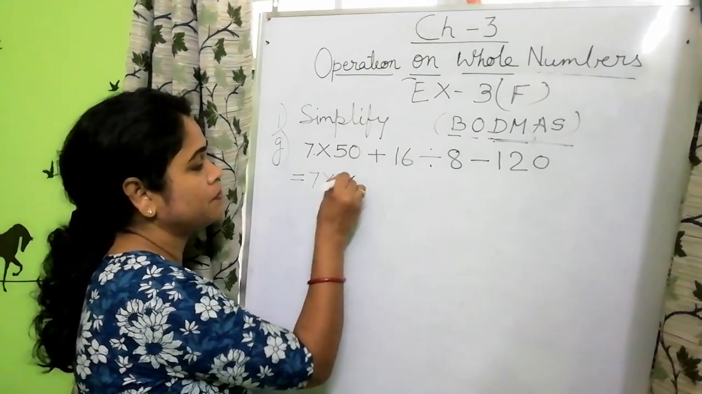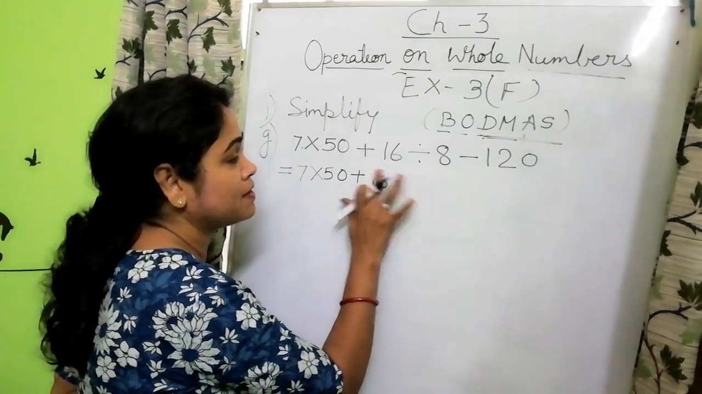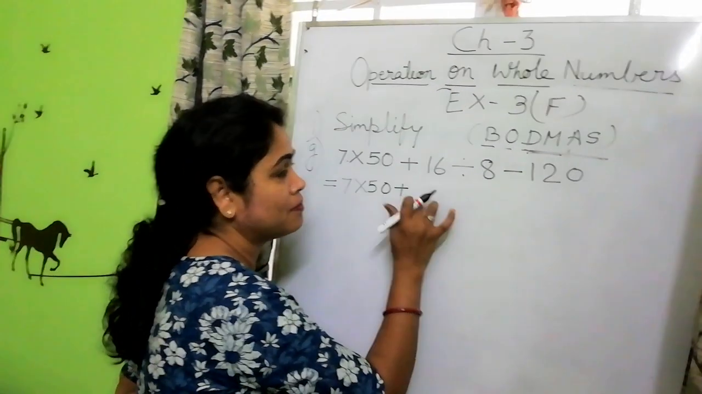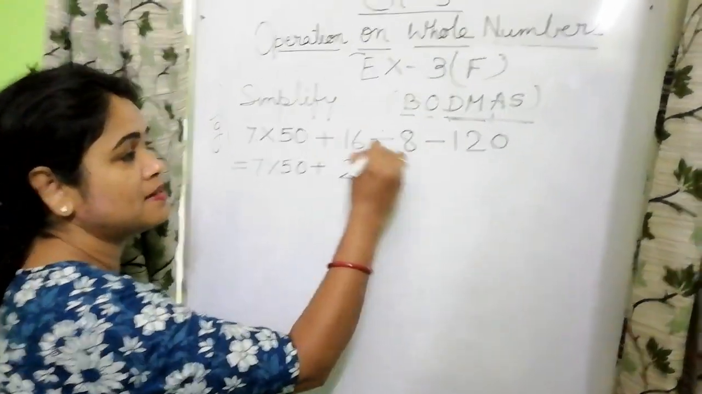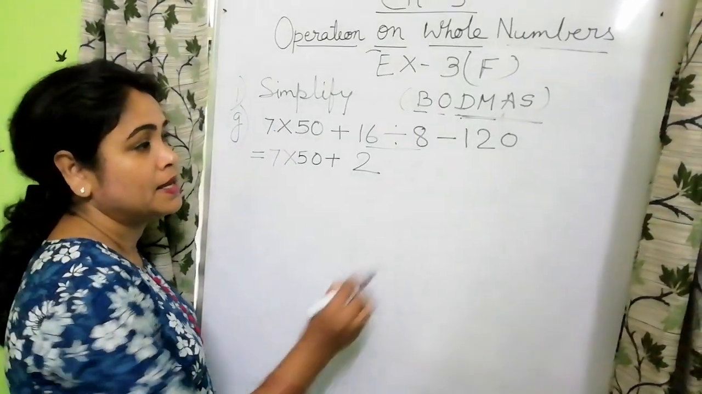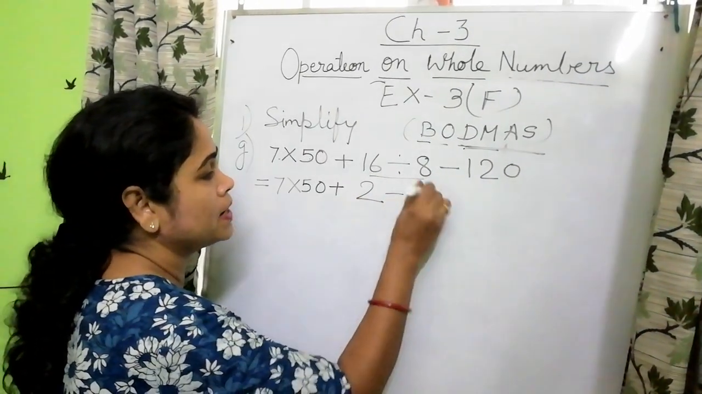So 7 into 50 plus 16 divided by 8. So 16 divided by 8 we have to solve. So 16 divided by 8 is 2, 8 twos are 16. So this we have solved. Next what is left? Minus 120. So we will write minus 120.